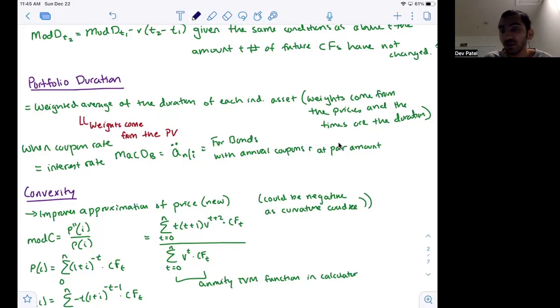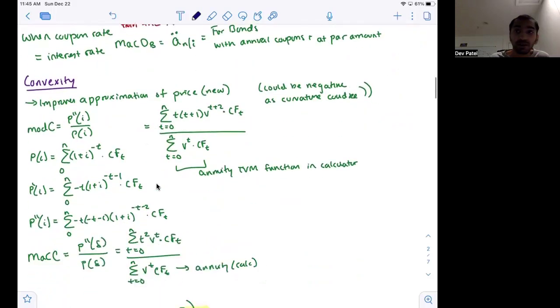Sometimes you'll hear par value and at par at different times, and you want to make sure you have a good understanding of the difference. Par value is the number that you use to get the coupon payments. At par refers to a type of bond where you know that the price is equal to the redemption amount. And so for bonds with annual coupons at par, this is what we can use for the MACD.